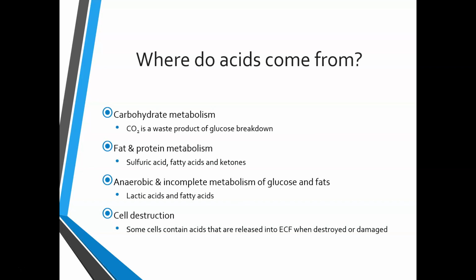When carbohydrate metabolism takes place in the body, CO2 is a waste product of glucose breakdown. Fat and protein metabolism creates sulfuric acid, fatty acids, and ketones. An anaerobic and incomplete metabolism of glucose and fats can produce lactic acid and fatty acids. As well, when there's destruction of cells, some actually contain acid that is released into the extracellular fluid when they are destroyed or damaged.